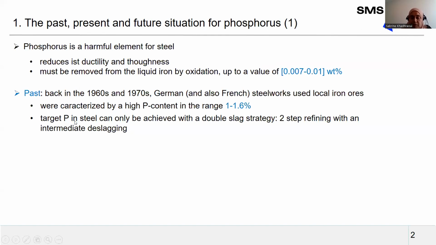Still, the requirement on phosphorus are the same as they are today. So the target phosphorus has to be achieved. And this can only be done or was done in the past with a double track strategy. That is a two-step refining with intermediate deslagging in between, which has major economic drawbacks.